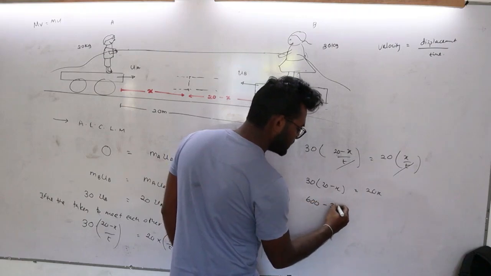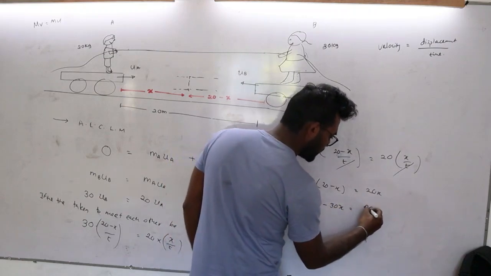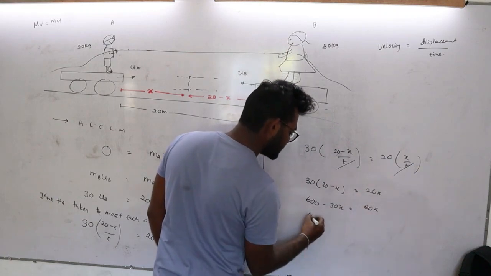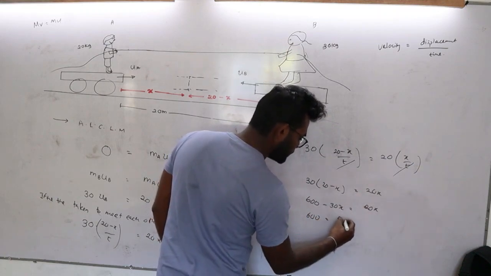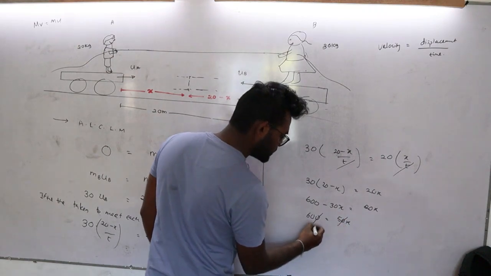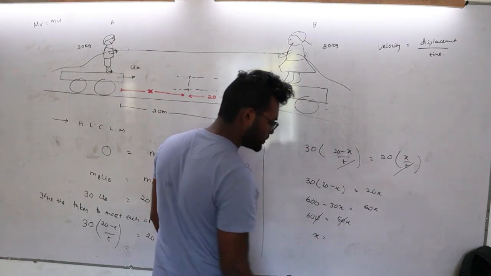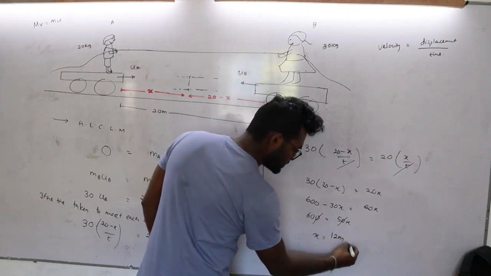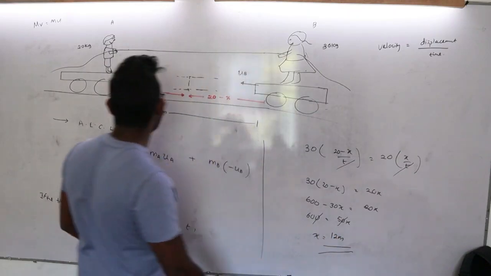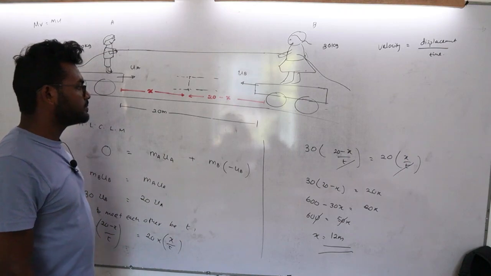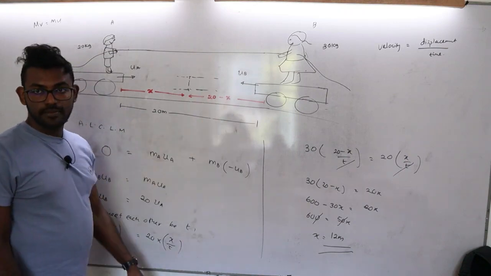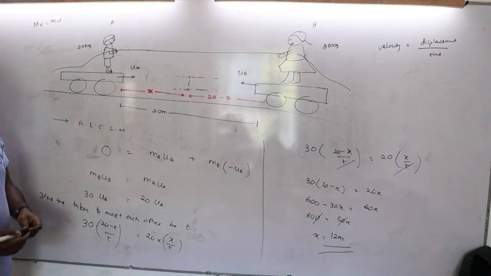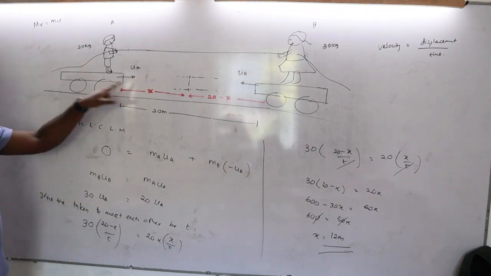So it will be 600 minus 30X equals 20X. So I can take this 30X to the other side. 600 is equal to 50X. The 0 cancels off. X is equal to 60 divided by 5, that is 12 meters. So if X is 12, then for B, it's 8. It's traveling 8. See, the smaller mass gets a higher velocity.